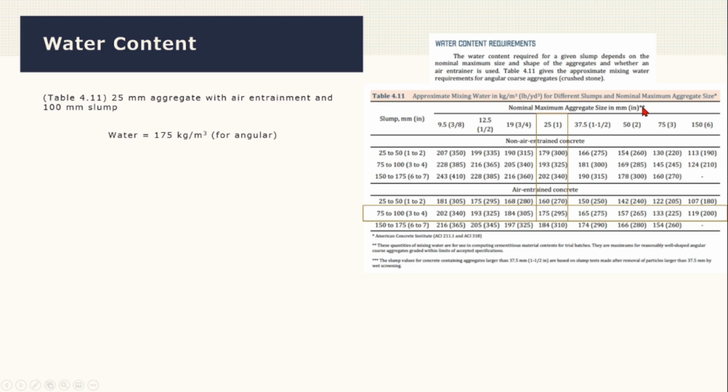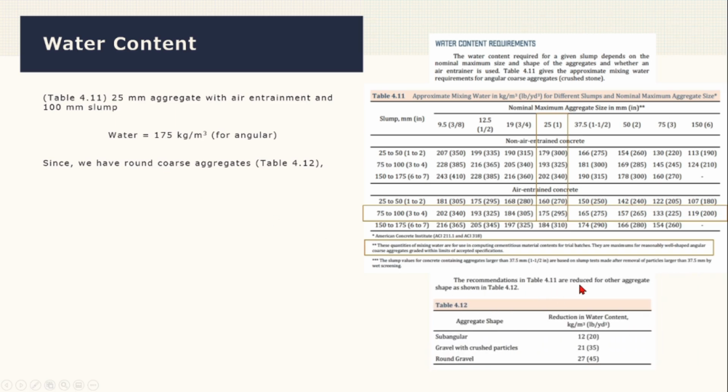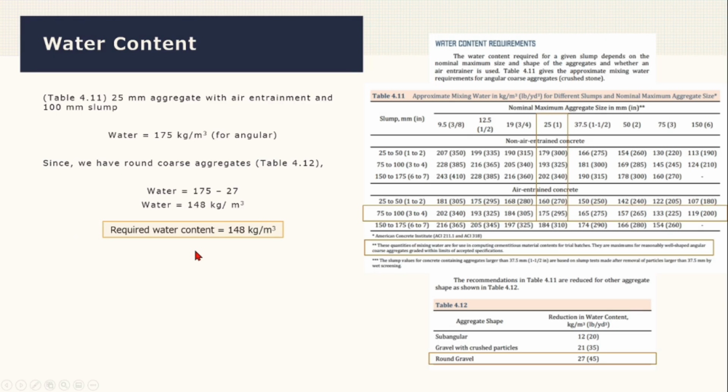If we take a look at these two asterisks, they are the maximum for reasonably well-shaped angular coarse aggregate. But the coarse aggregate that we're going to use is a round coarse aggregate. Using this table 4.12, we have to reduce the water as shown in this table. Since we have a round coarse aggregate, we should subtract 27 from 175, which will give us 148 kilograms per cubic meter. And that would be the required water content now.